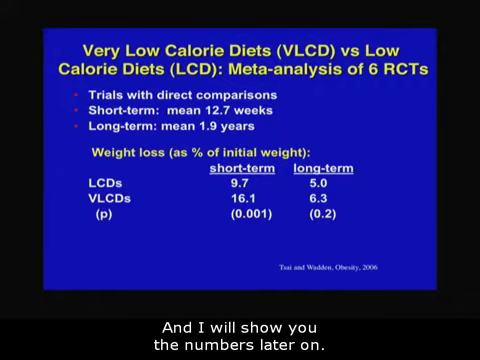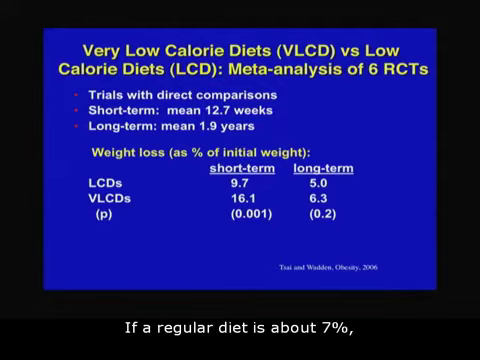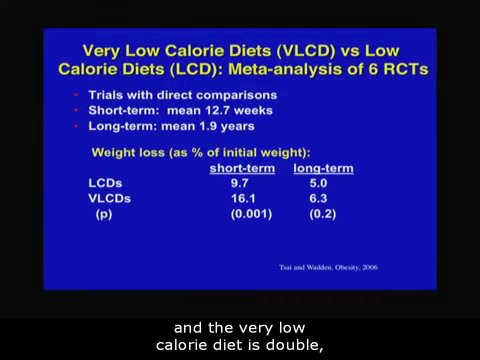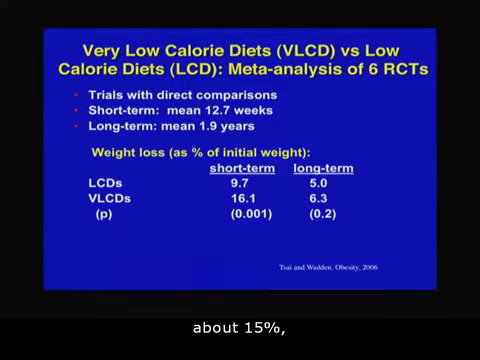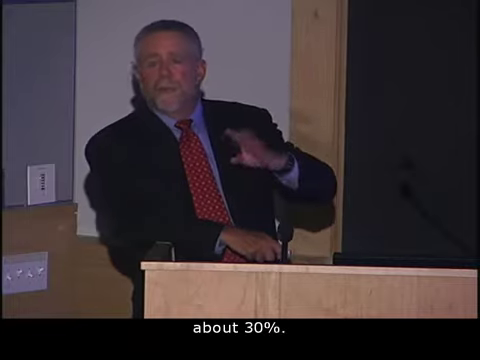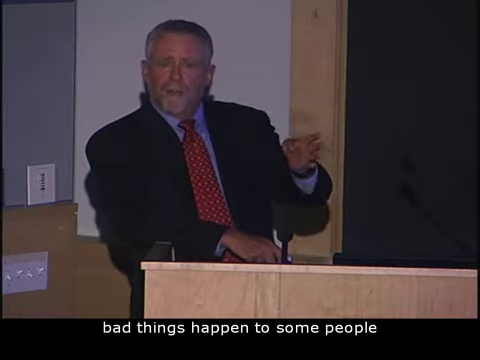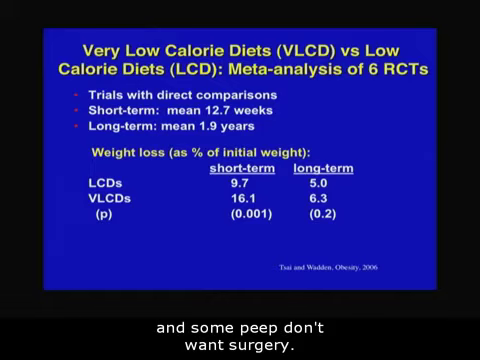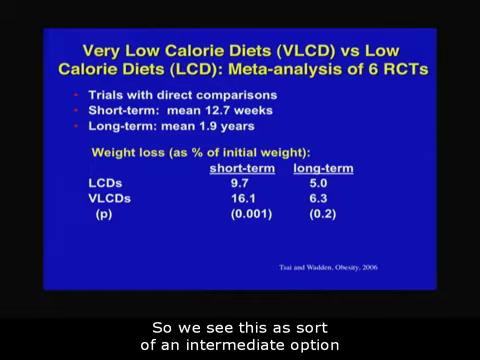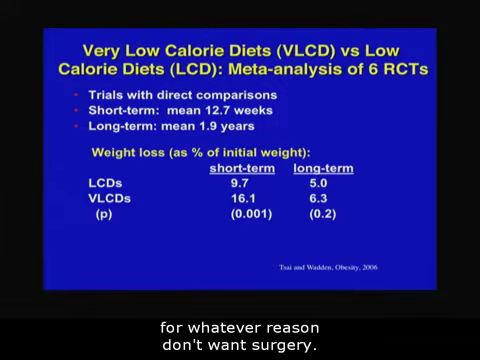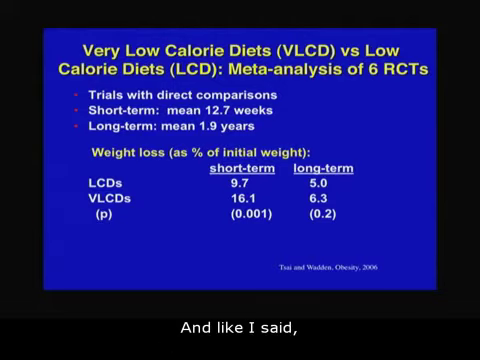And so I'll show you the numbers later on. But if a regular diet is about 7%, 8% of your weight loss initially, and the very low-calorie diet is double, about 15%, surgery is about double again, about 30%. But surgery, bad things happen to some people, and some people don't want to have surgery. So we see this as sort of an intermediate option for high-risk patients who, for whatever reason, don't want to have surgery. And like I said, we often use it before the surgery as well.